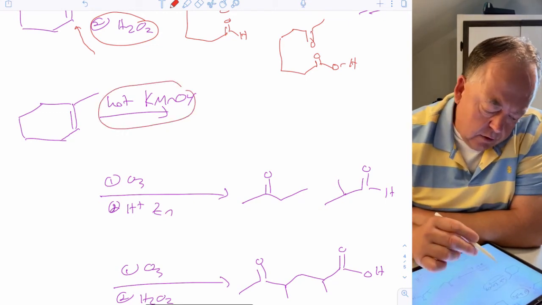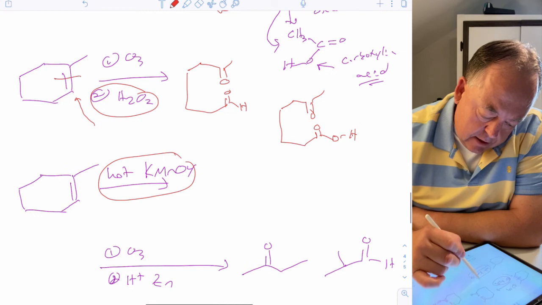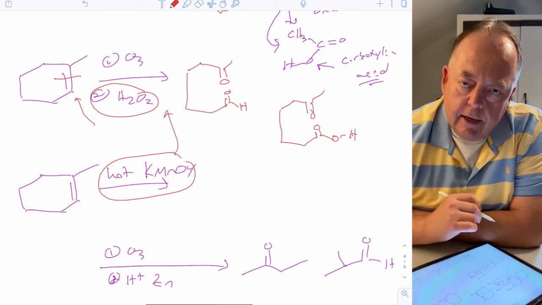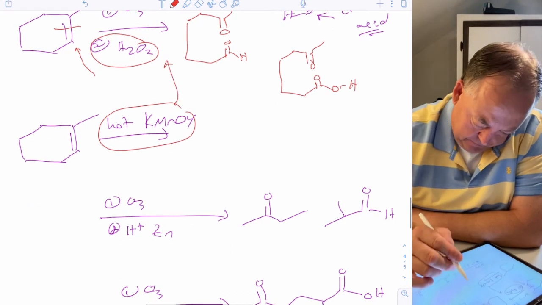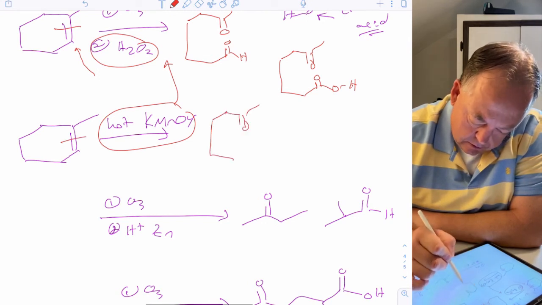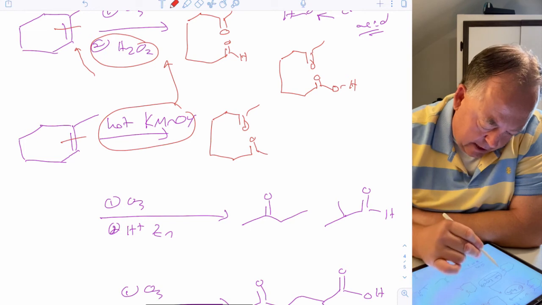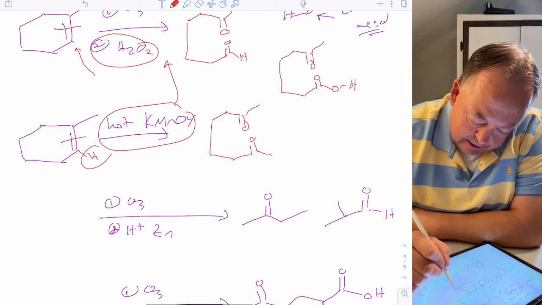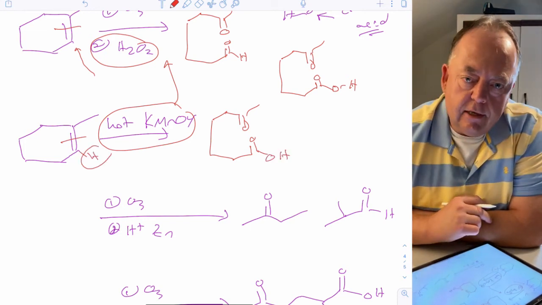So hot KMnO4 does exactly the same thing as ozonolysis followed by peroxide. So it's going to split the double bond. And if the alkene has a hydrogen on it, then that's going to become a carboxylic acid instead.